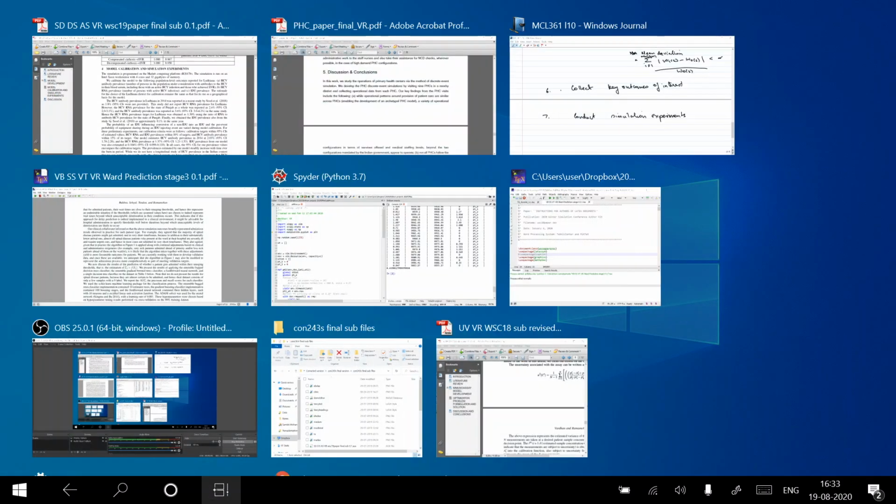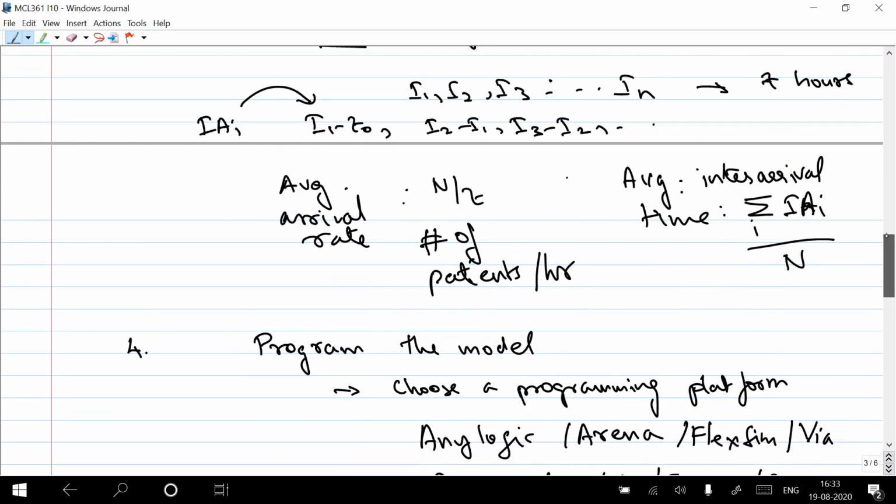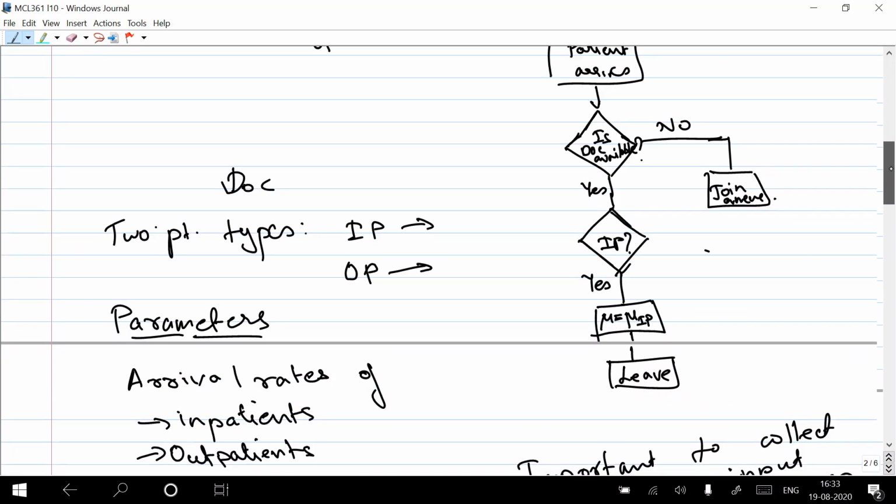So as I said, these are the steps. I just want to sort of recap them. So you study the system, you decide what to include in your simulation model. Then you develop a conceptual model of it, or a mathematical model in the case of Monte Carlo simulation.